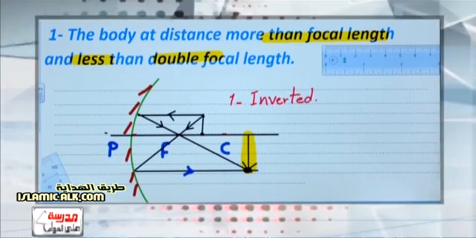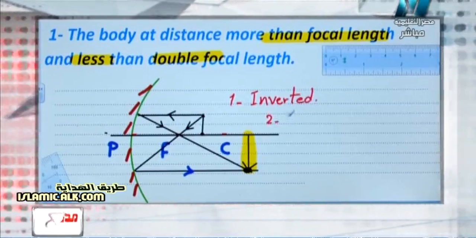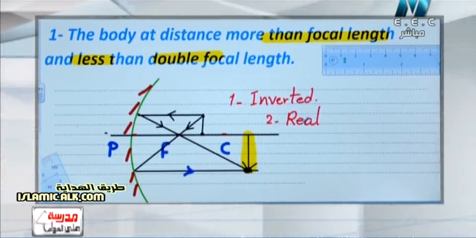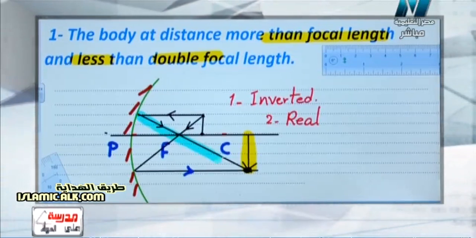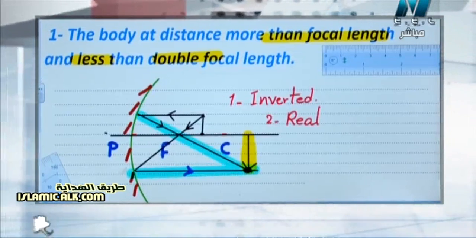If the image is inverted, the image is what? Real. Why? Because this image is formed due to intersection of the reflected rays. I always tell them that: a reflected ray and another reflected ray.